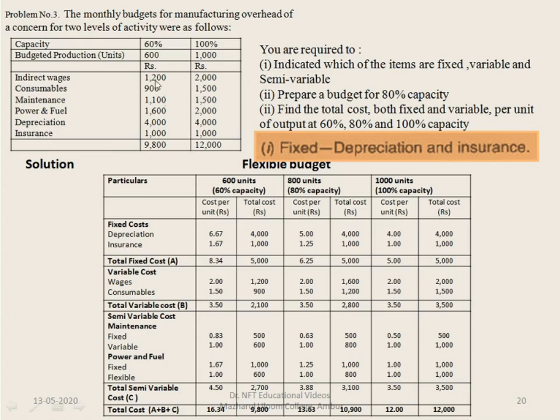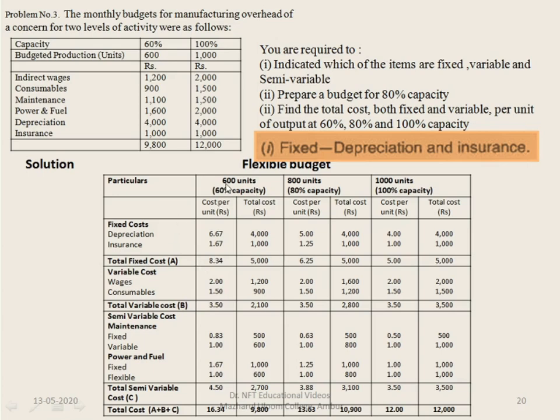depreciation and insurance. Here two different outputs for different levels of capacities is given, that is for 60% and 100%. And they have asked you to indicate which of the items are fixed, variable and semi-variable. Prepare a budget for 80% capacity. Find out the total cost, both fixed and variable per unit of output at 60%, 80% and 100% capacity. So they've asked you to prepare the items of fixed, variable, total cost and cost per unit as well.